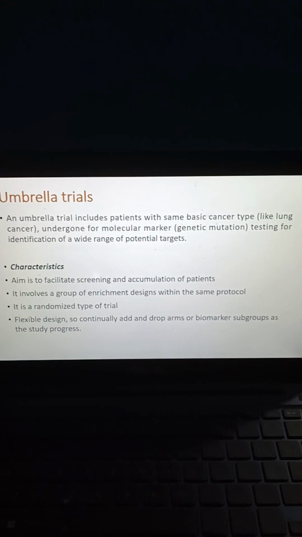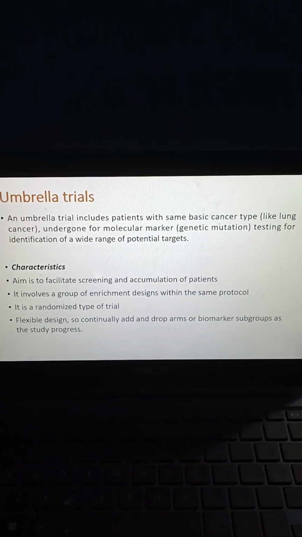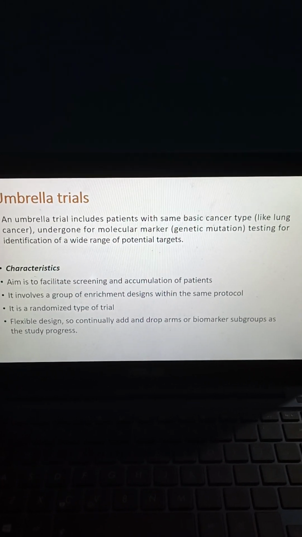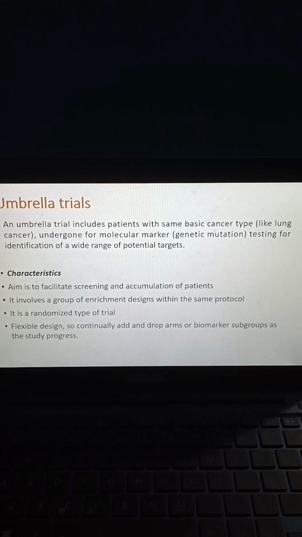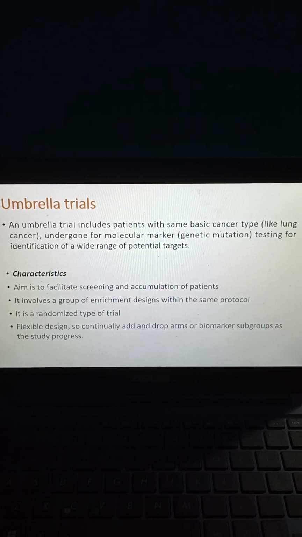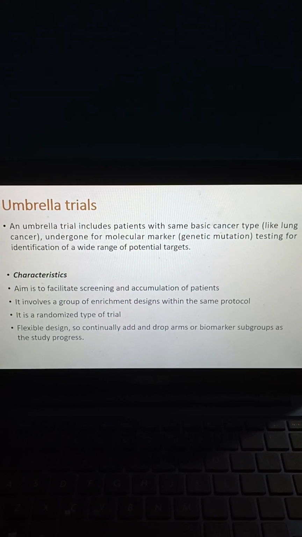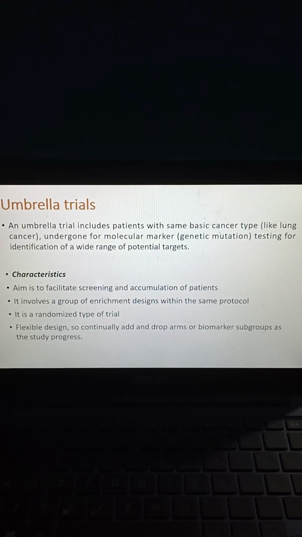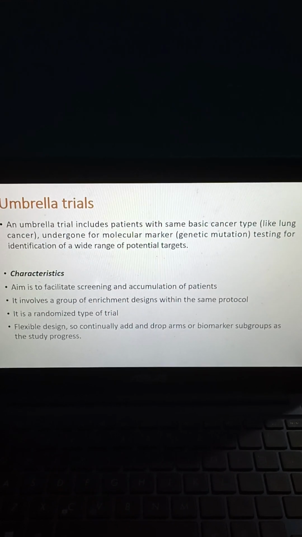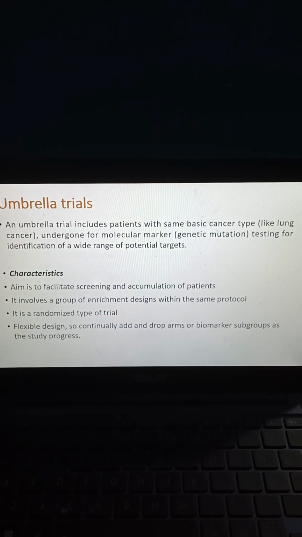Then coming to umbrella trials. An umbrella trial includes patients with the same basic cancer type, like lung cancer, who have undergone molecular marker genetic mutation testing for identification of a wide range of potential targets. Characteristics: its aim is to facilitate screening and accumulation of patients. It involves a group of enrichment designs within the same protocol.